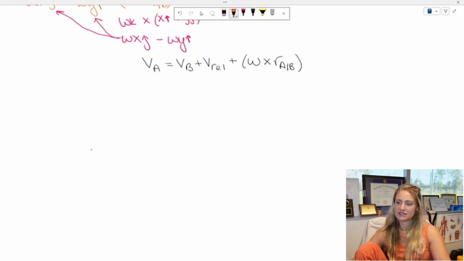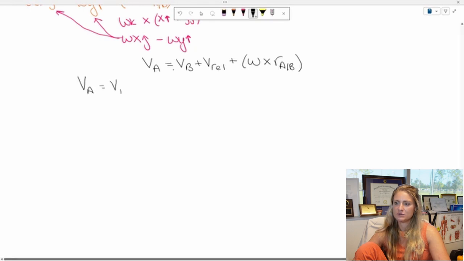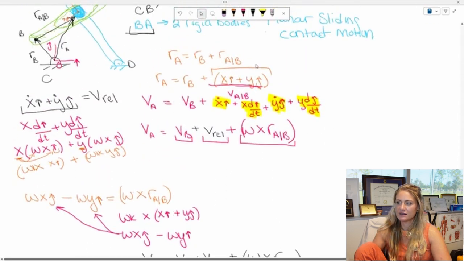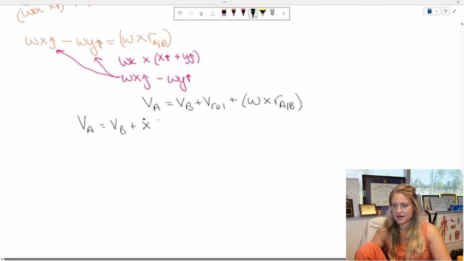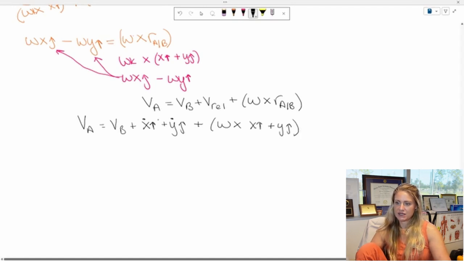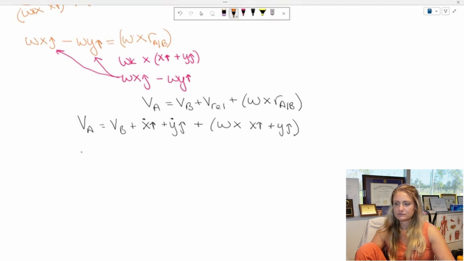First, before we start taking derivatives, we're going to want to expand terms. So we have V_A equals V_B plus V_rel. We said V_rel was x dot I plus y dot j, plus omega cross, and we stated that r_A with respect to B was some distance in the I plus some distance in the j. Now I'm ready to take my derivative. So the derivative of absolute velocity is just absolute acceleration.